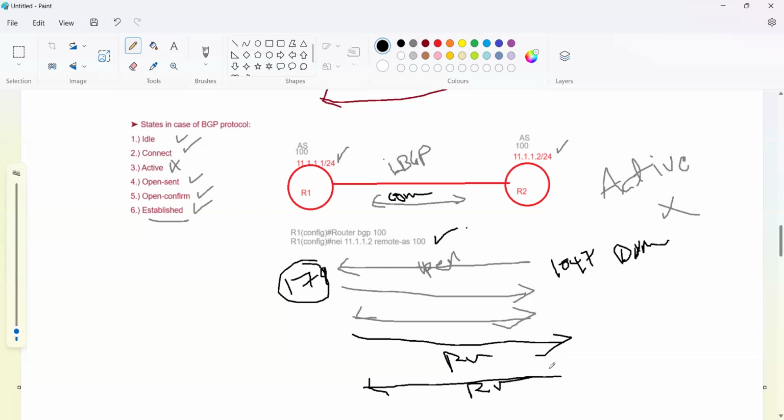After that, if any error is there, it will move to the active state. Active state means the neighborship is not formed in between the two routers. If you see the active state, the neighborship is not formed between the routers; there is some mismatch or some mistake. If it is the established state, the neighborship is formed. Idle, connect, open sent and open confirm: together they share routing information and establish the neighborship. If there is a mistake, it will move to the active state. Likewise, it will happen.